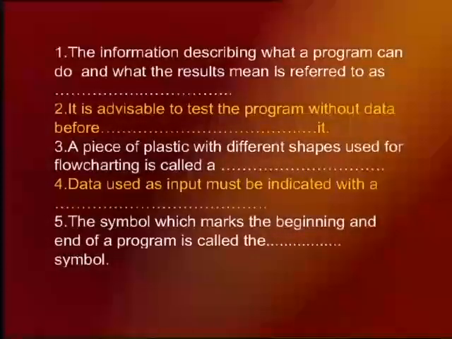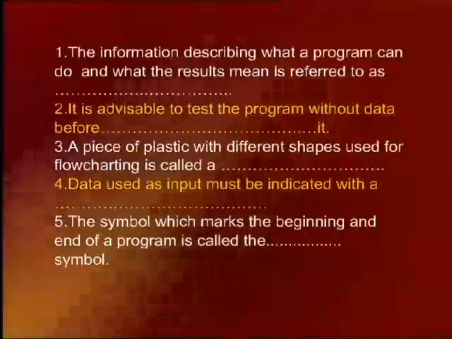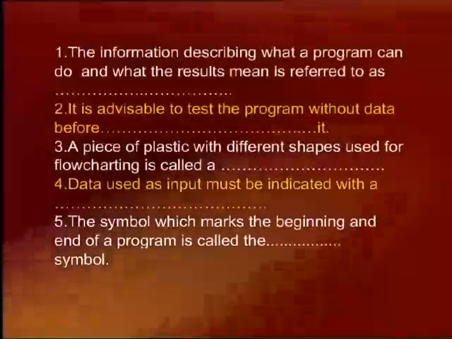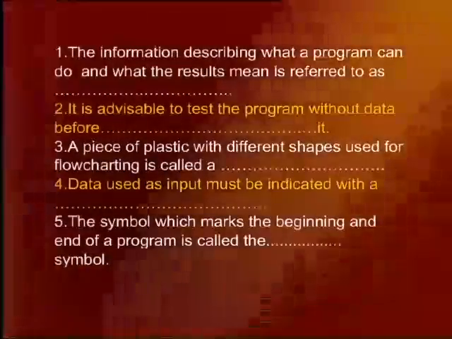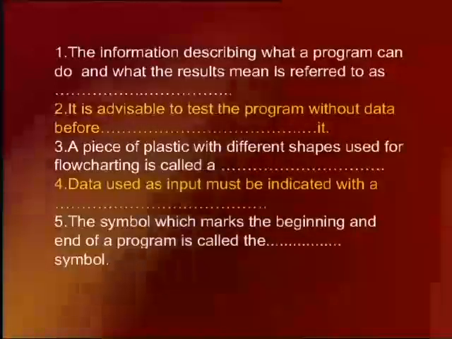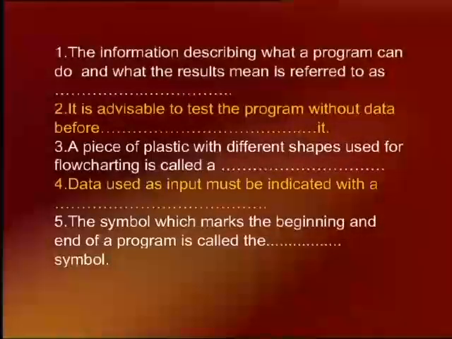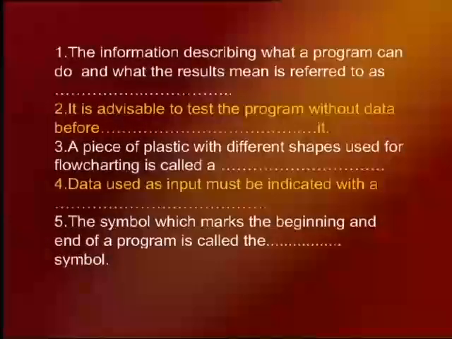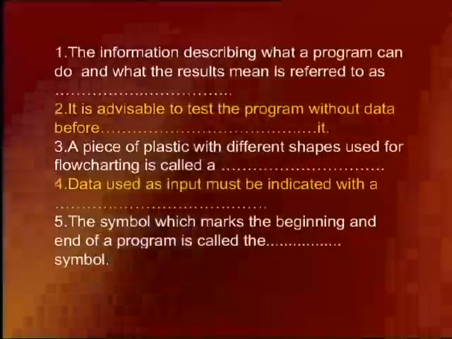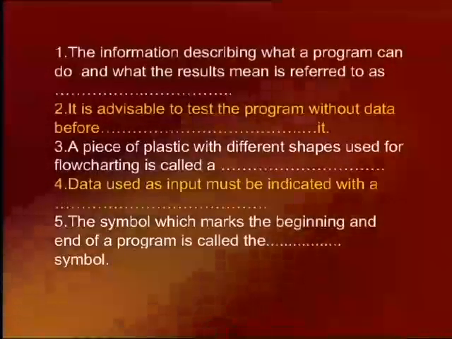Sentence 1. The information describing what a program can do and what the results mean is referred to as, choose the word, and the suitable word is documentation. Number 2, it is advisable to test the program without data before executing it. 3, a piece of plastic with different shapes used for flow charting is called a, out of the choices, the correct word is template.